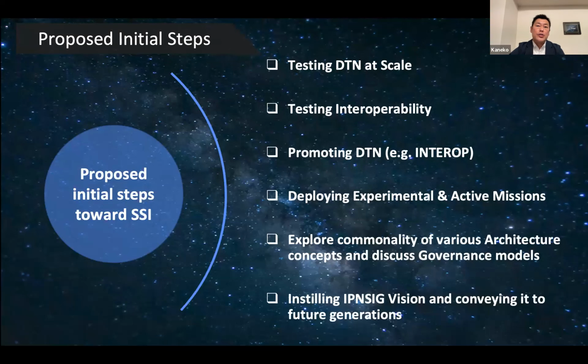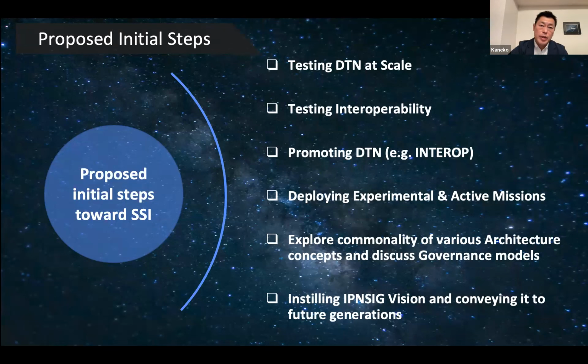And here I would like to touch upon some of the initial steps that we have laid out toward the realization of an SSI. These are some activities that the IPN-SIG proposed in the strategy report in order to make progress in the near term. The first pillar is about testing DTN at scale.